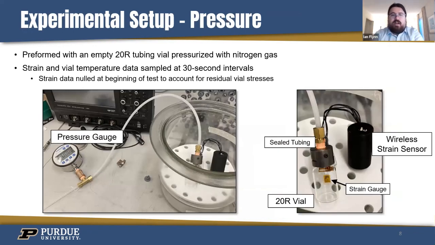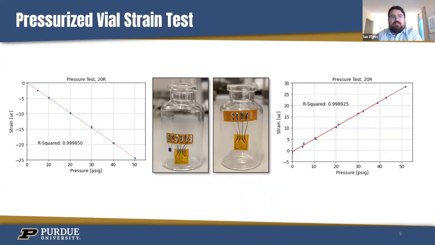So first I want to talk about how we're decoupling, as best we can, the axial and hoop strain and figuring out what we're actually measuring. We did this by attaching one of these strain gauges to a 20R vial and then pressurizing it with a well-calibrated pressure gauge, sampling the strain and vial temperature at 30-second intervals while nulling at the beginning of it.